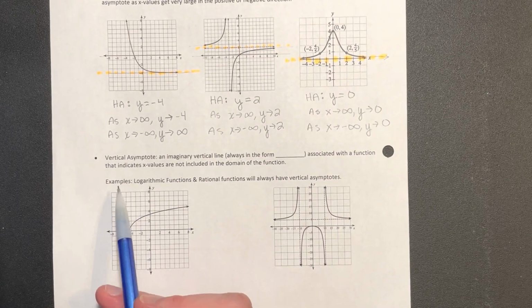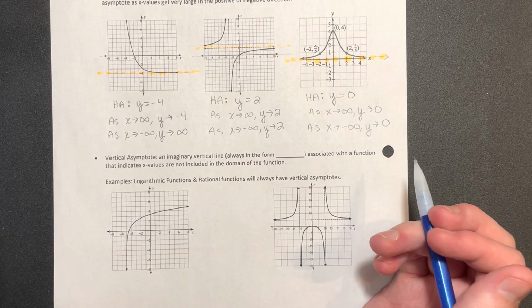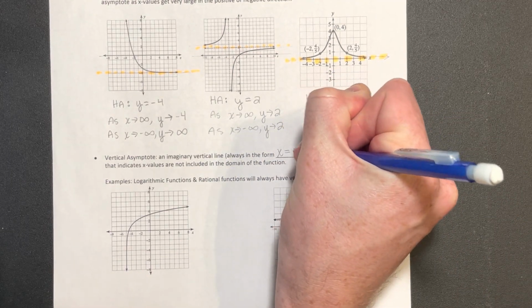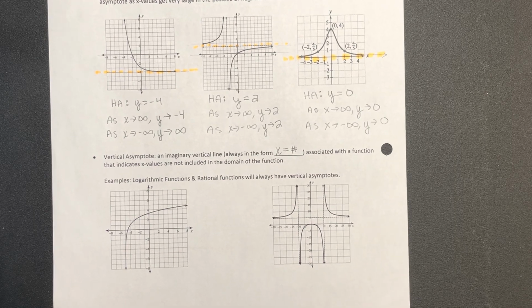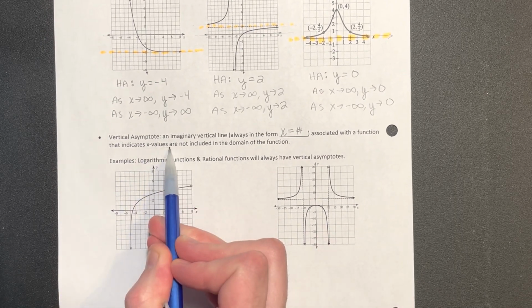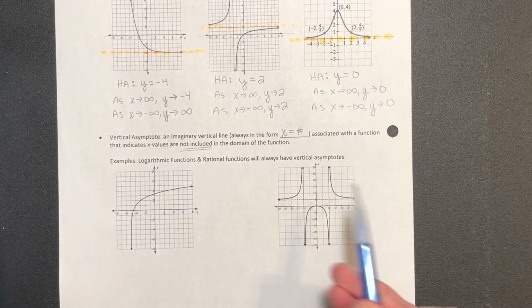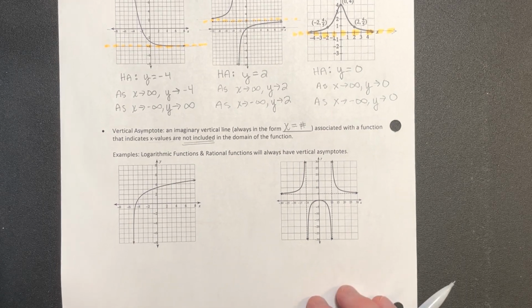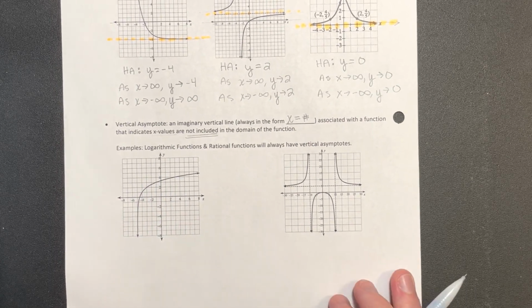As far as a vertical asymptote goes, it's still an imaginary vertical line, but it's in the form of x equals some number because it's vertical. It's associated with the function that indicates what x values are not included in the domain, because that's where a function is undefined. All right, so a logarithmic function, we talked about that parent function.